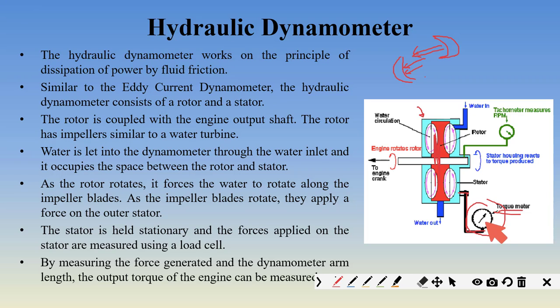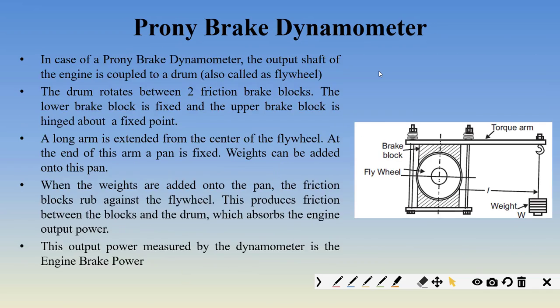Okay. So here also, if we know the load which is acting on the hydraulic dynamometer and if we know the distance between the center to this point, then we can calculate the torque. Torque will be force into radial distance. Okay, so this is how the different dynamometers work. So there are basically these four dynamometers.